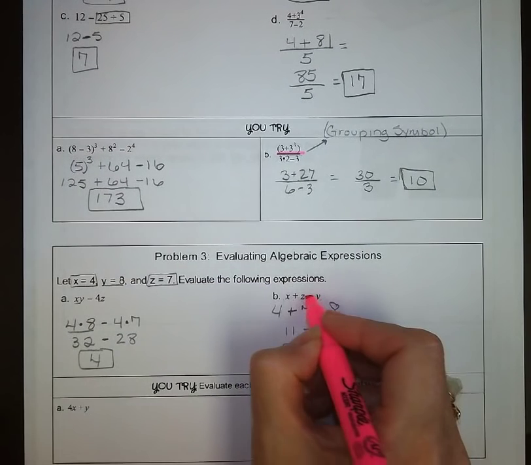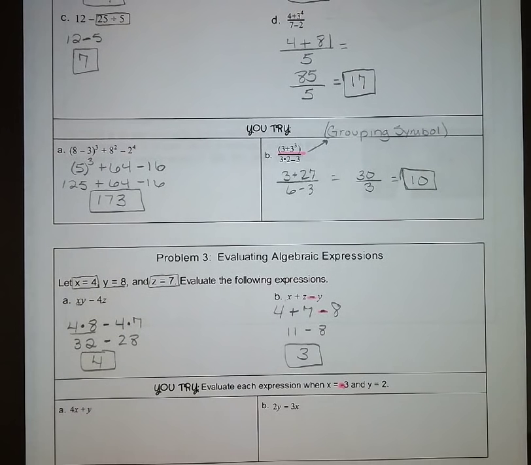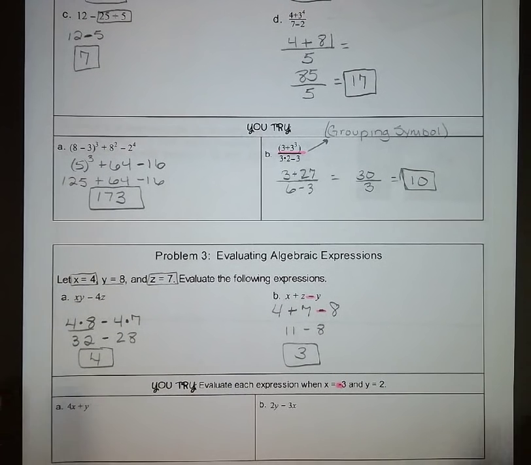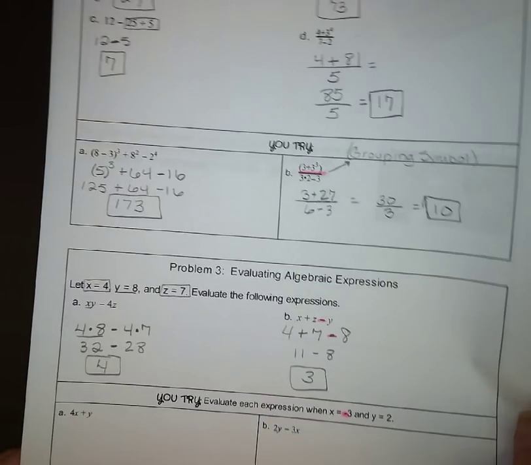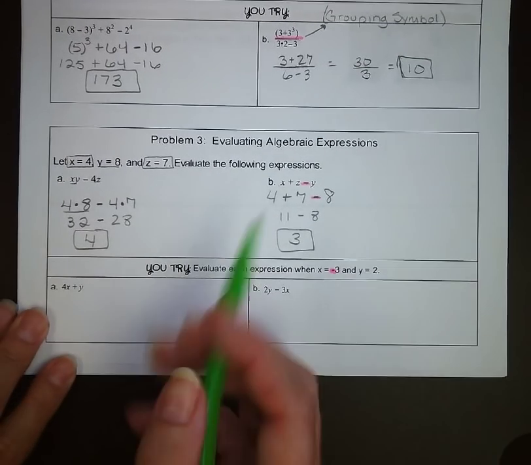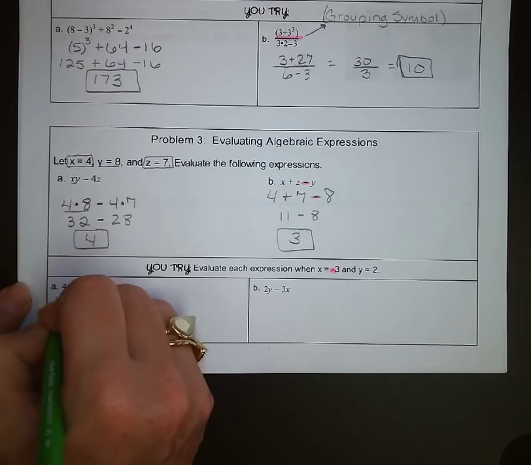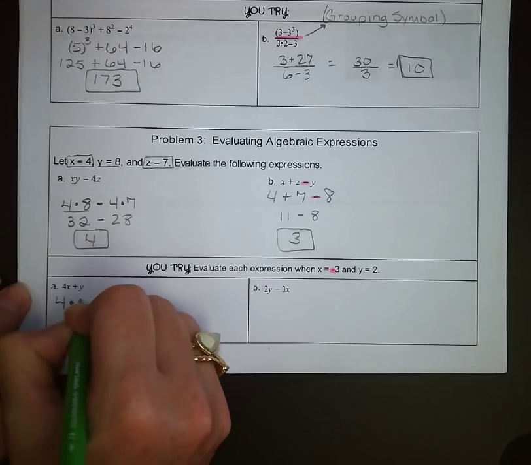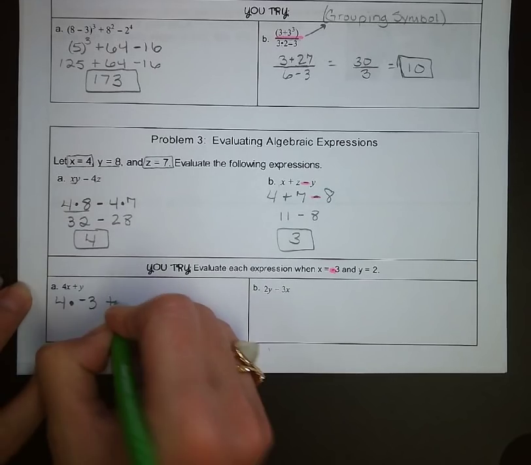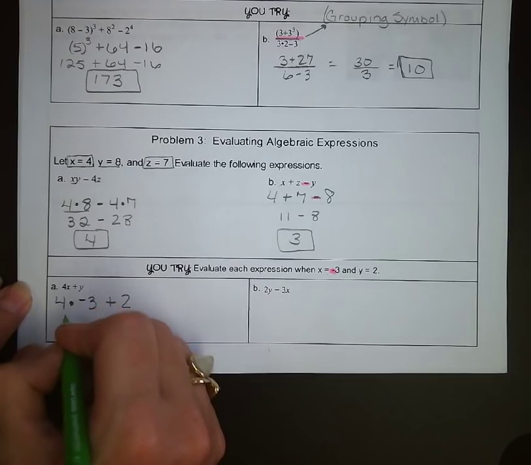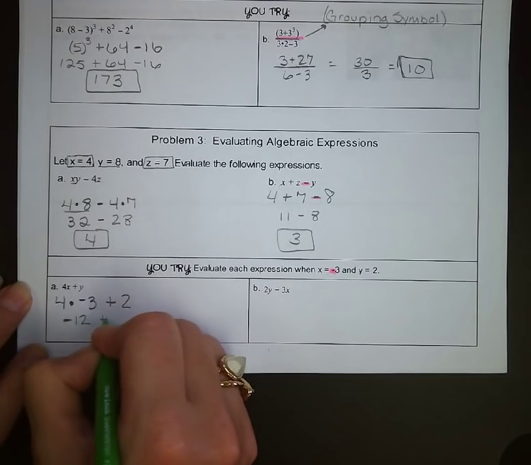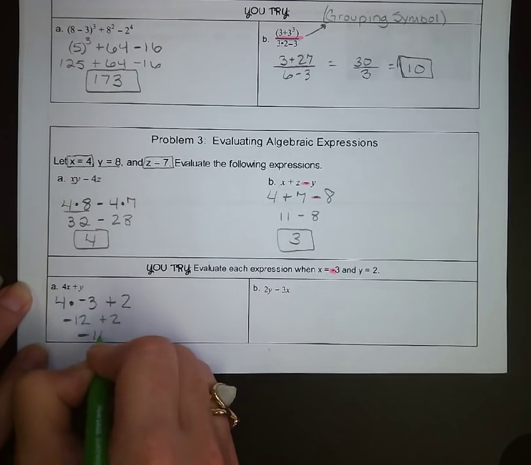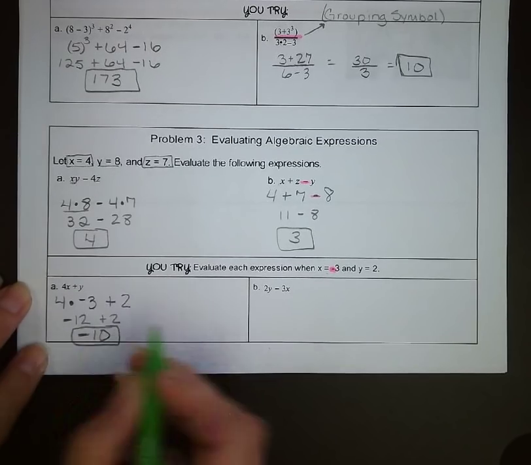All right. Now, I want you guys to pause the video and give the next 2 a shot, and then when you are ready, resume it. So we're going to plug in negative 3 for x and positive 2 for y. Make sure you are careful with that negative sign. You will hear that repeated over and over again for the remainder of this year.